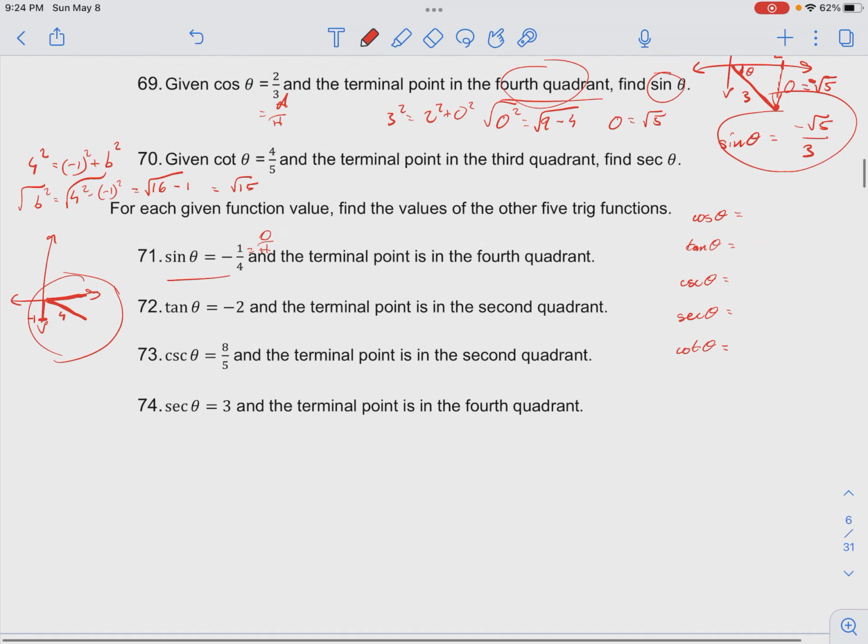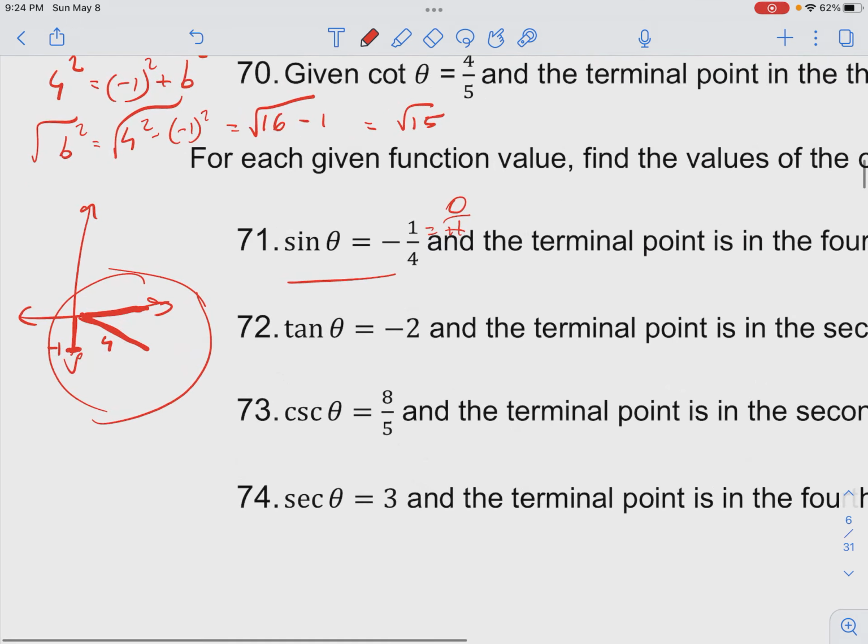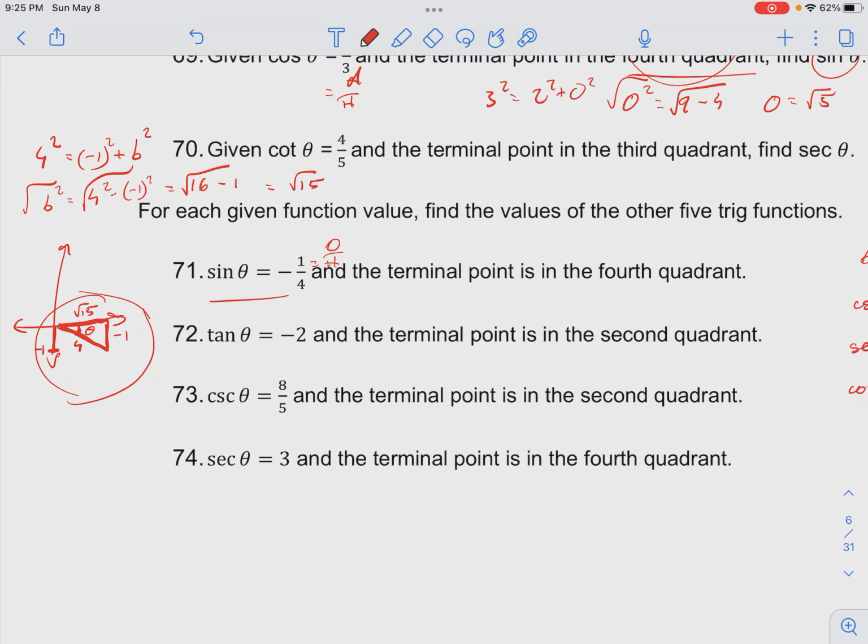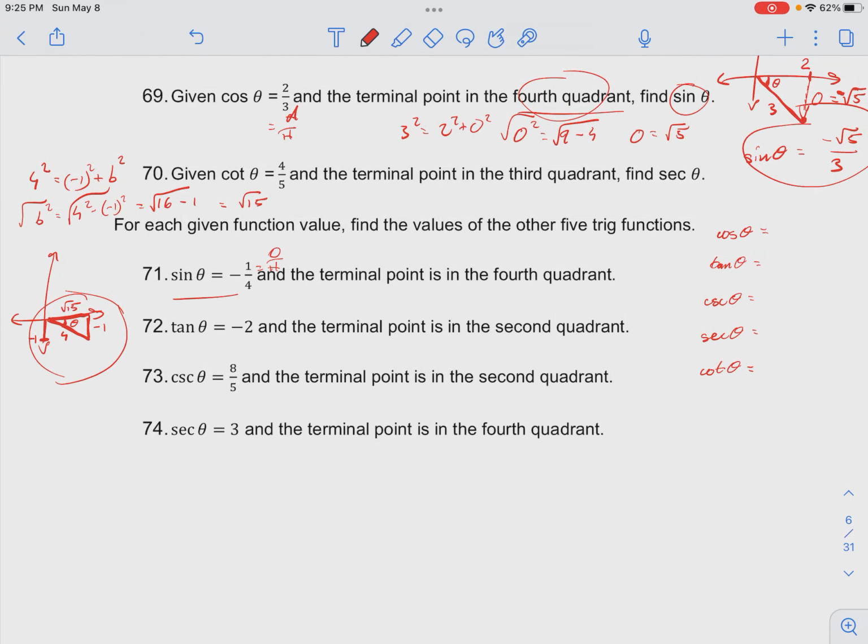So now, there's no way to rationalize square root of 15, so we can leave it as that. Now, if we know that our theta is this angle here, and this side length is negative 1, and this is square root of 15, now I can go ahead and solve for our 5 trig function values.